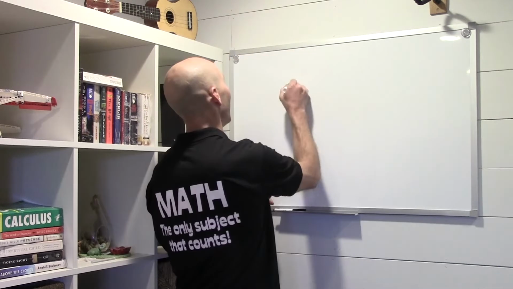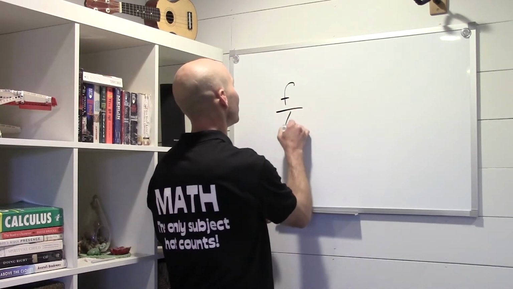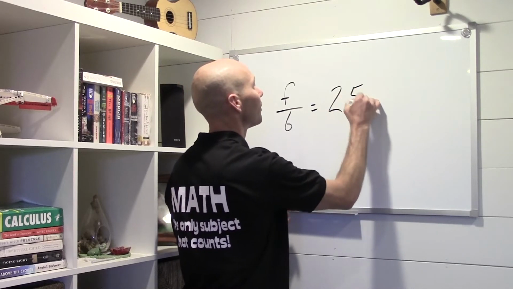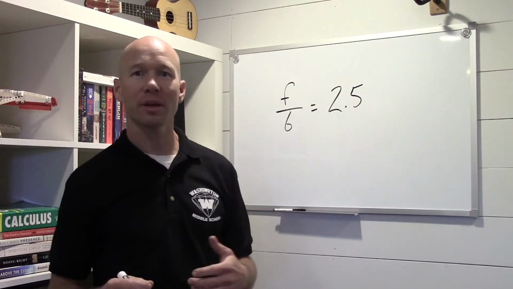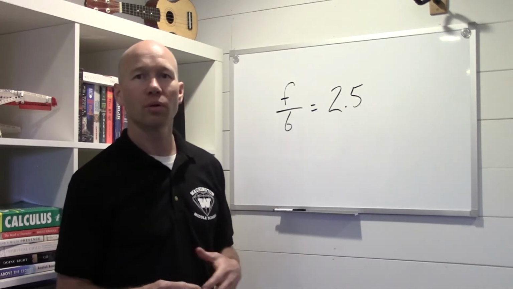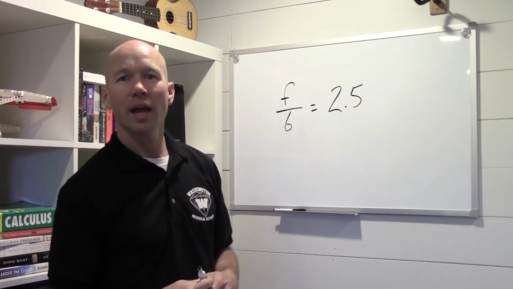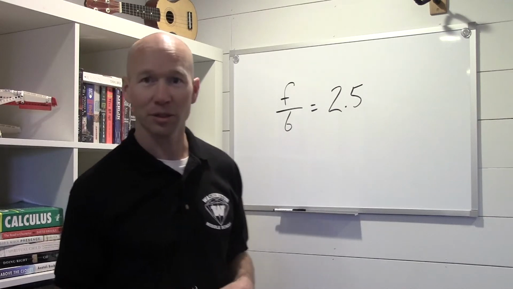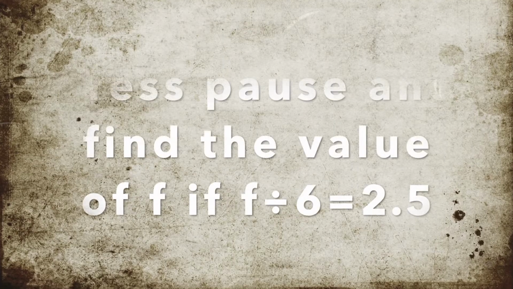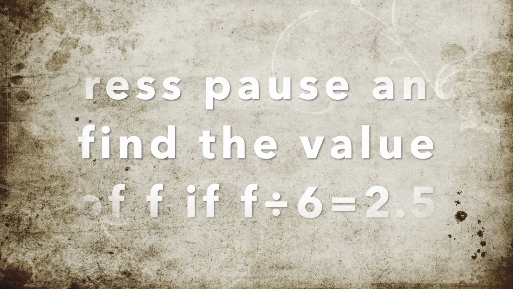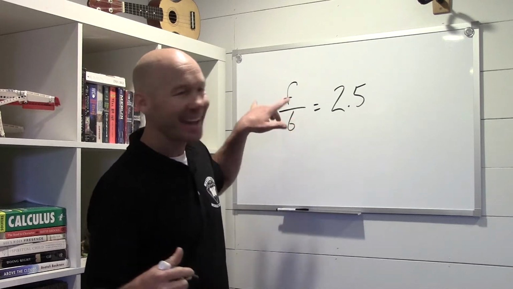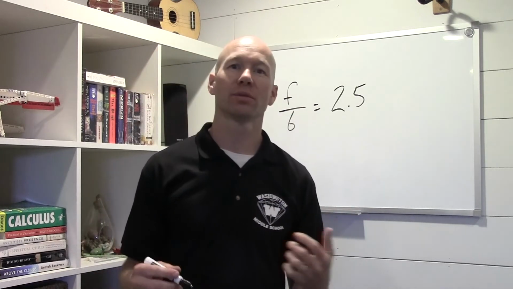Let's do f divided by 6 equals 2.5. F divided by 6 equals 2.5. Write this down on your paper, press pause, and solve it on your own. And we're back. F divided by 6 equals 2.5.